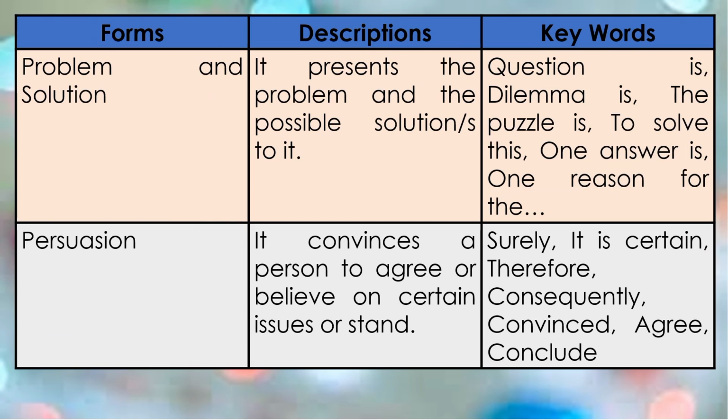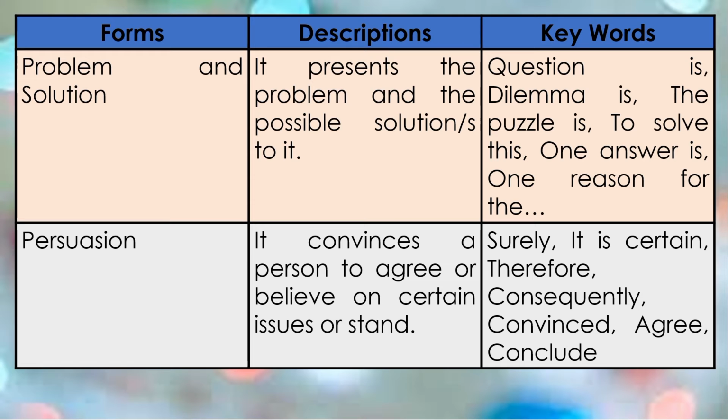The fifth form of an informational text is what we call the problem and solution. A problem and solution informational text presents the problem and the possible solutions to it. Some of its keywords are question is, dilemma is, the puzzle is, to solve this, one answer is, or one reason for that.